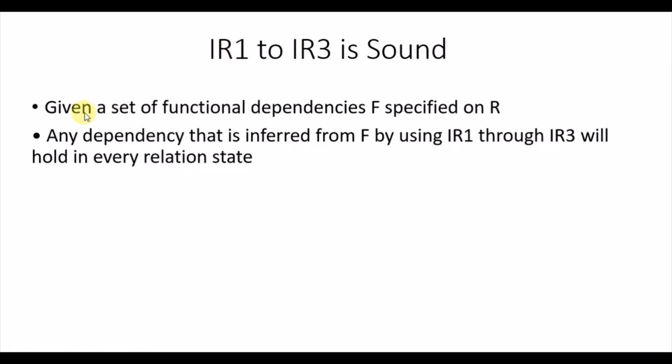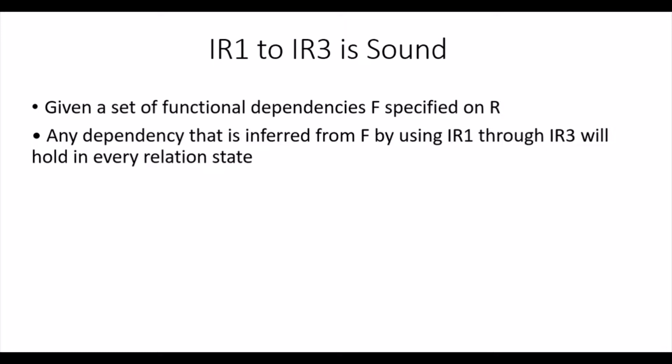So suppose you have a set of functional dependencies F, and any dependency that is inferred from this F by using IR1 through IR3 will hold in every relation state. When you consider every relation state, the dependencies that are inferred from F by using IR1 through IR3 will hold in every relation state.